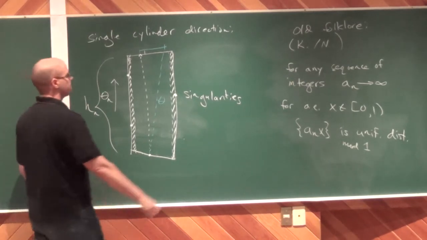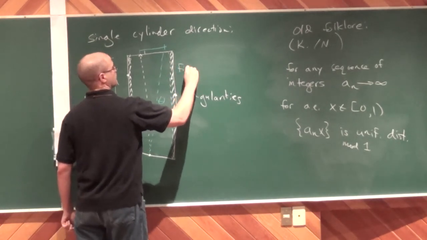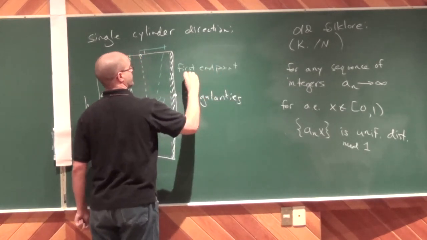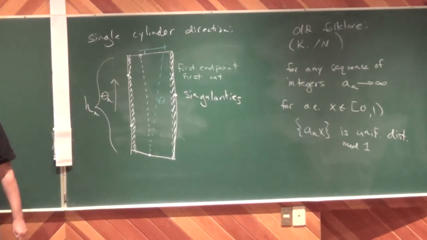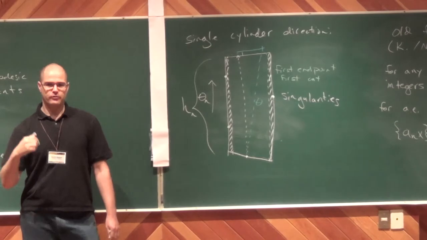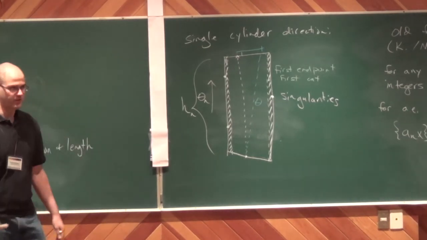I can assume that the first endpoint of the first cut is trapped within this epsilon neighborhood of the boundary of the cylinder. By passing to a further subsequence, what can I do with the second endpoint? I can do the same thing.